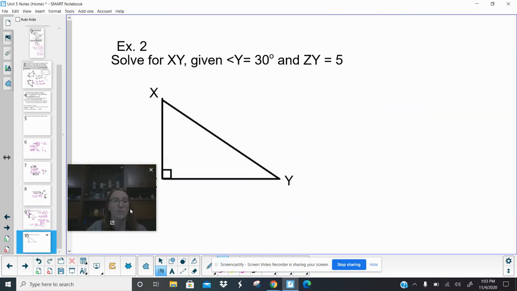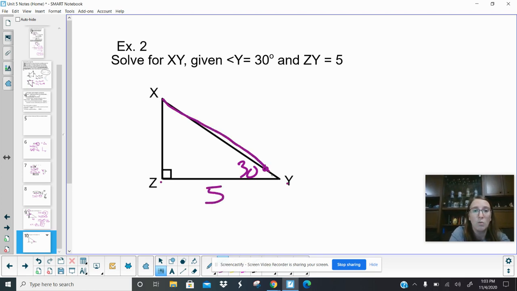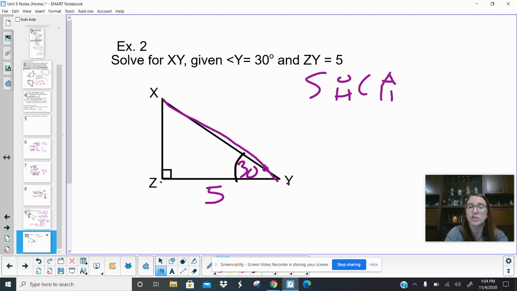So try it one more time all the way through in this question. Our angle is here, 30. We have zy is 5, and we are looking for xy. So in respect to 30, you only need to label what the 5 is and what xy is, and then use SOH CAH TOA to figure out which trig function we're going to use. Go ahead and give it a shot, see if you can do the whole thing.